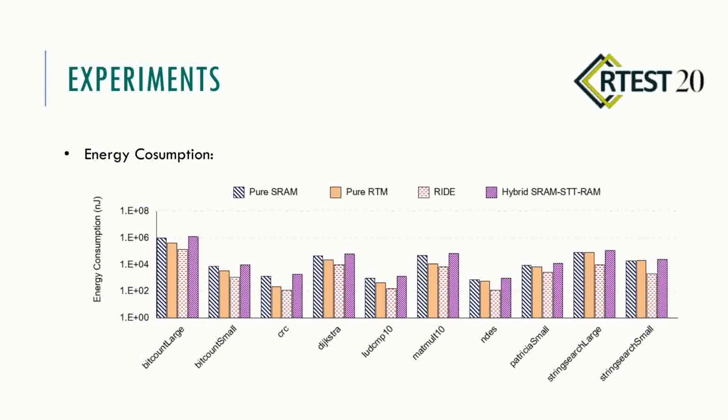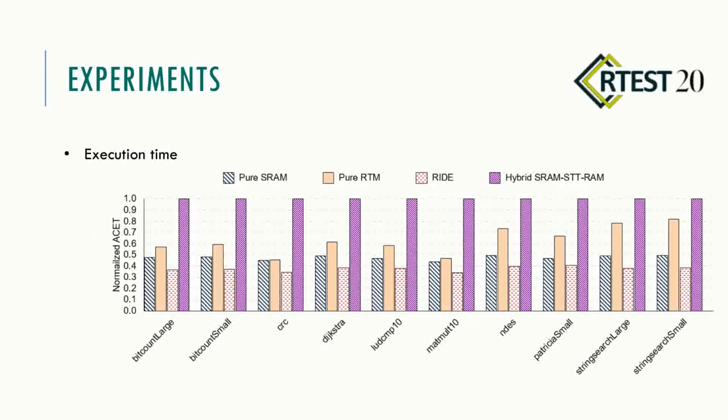As can be seen, our approach has considerable improvement in energy consumption of embedded systems compared to SRAM, STT-RAM, or pure RTM or pure SRAM on-chip memory. It also has considerable improvement in execution time compared with other on-chip memory architectures.